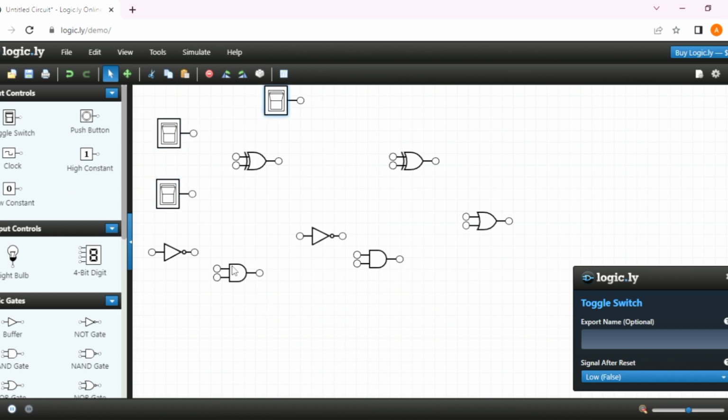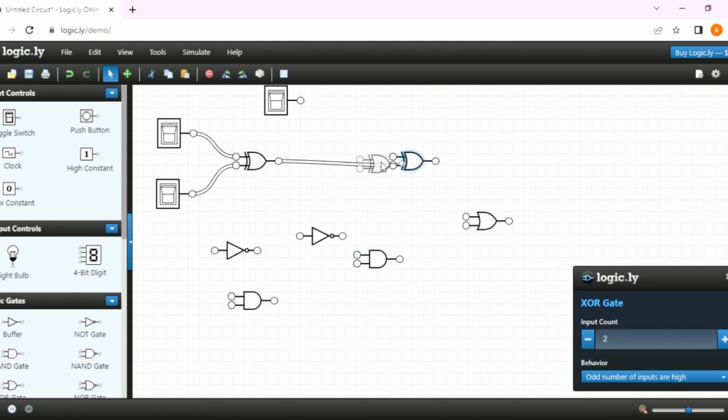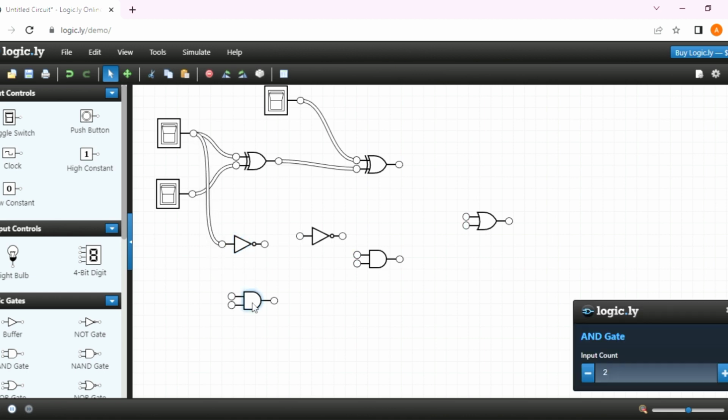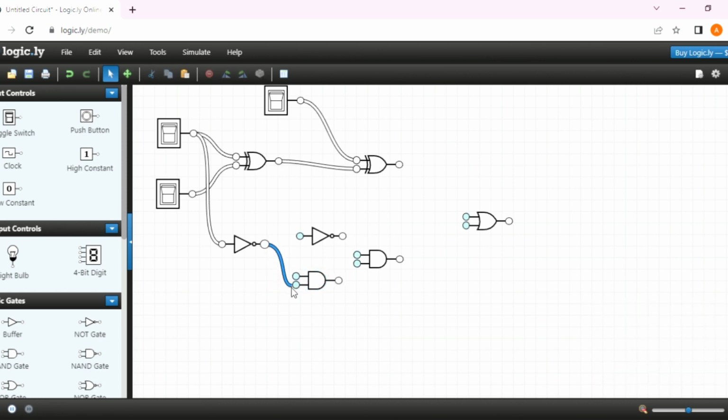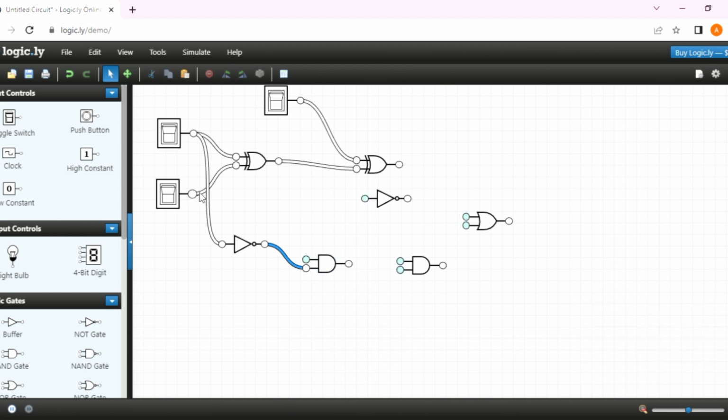So the inputs A and B are connected to the first XOR gate. The output of the first XOR gate is connected to one of the inputs of the second XOR gate, and the third input C is connected as the other input. Now the input A is connected to the NOT gate, and the output of the NOT gate is connected as one of the inputs to the first AND gate. And the input B is connected as the other input to the first AND gate.